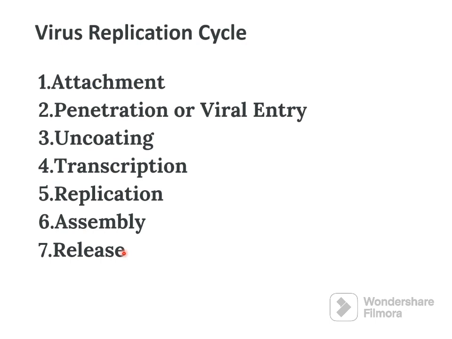When viruses are released in this stage, they are very small. Then they begin to mature outside and infect other cells. So this is the viral replication cycle as it happens.